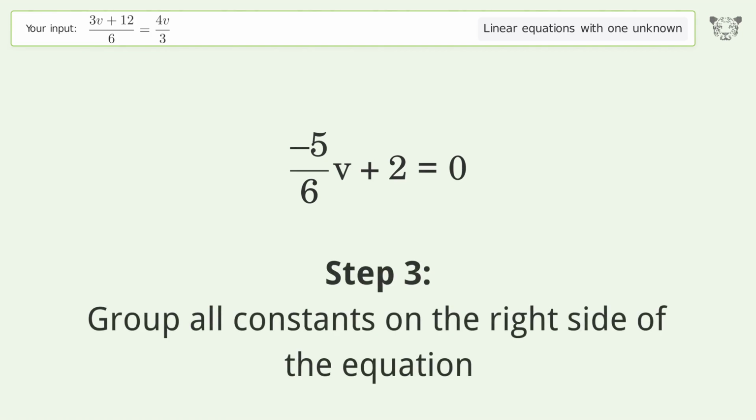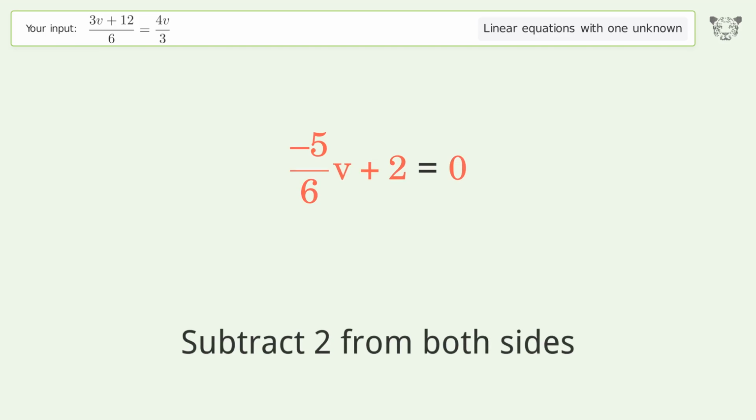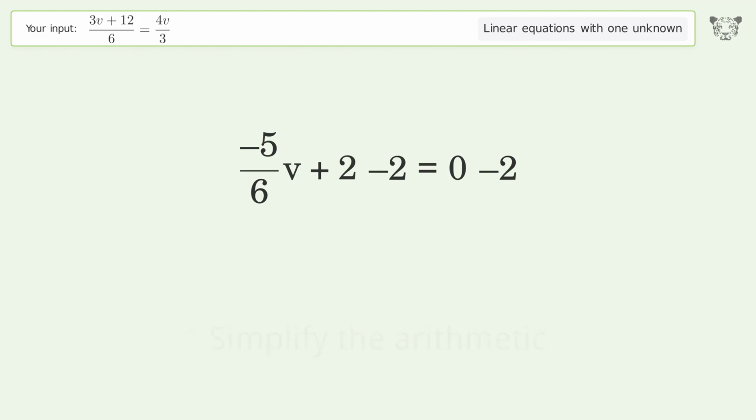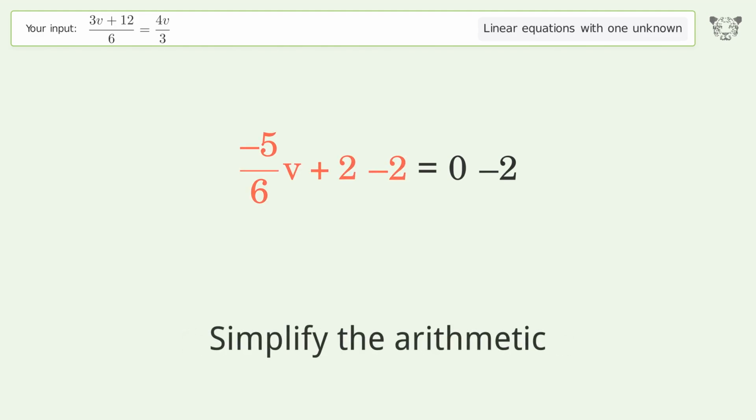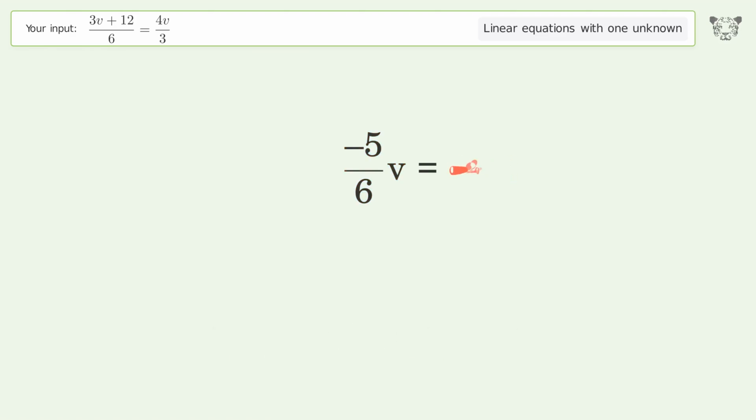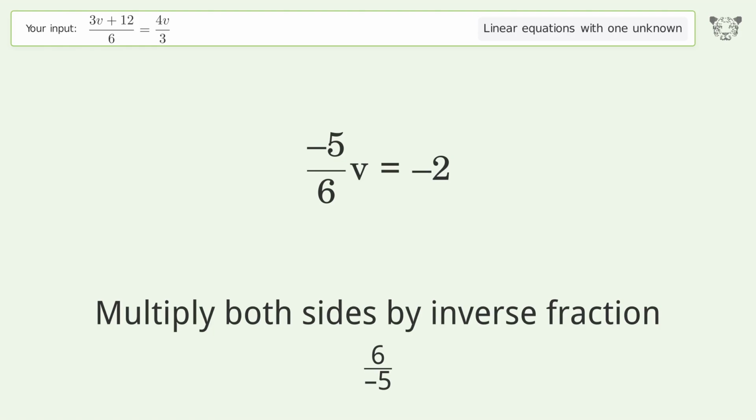Group all constants on the right side of the equation. Subtract 2 from both sides. Simplify the arithmetic. Isolate the v. Multiply both sides by inverse fraction 6 over -5.